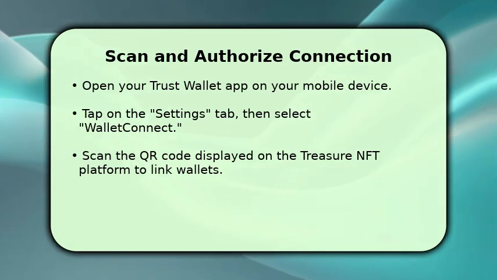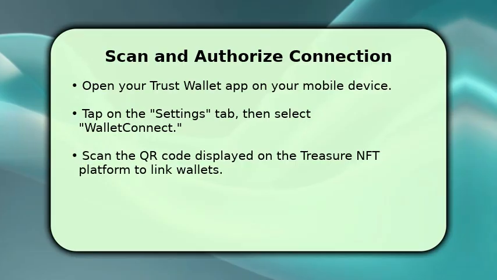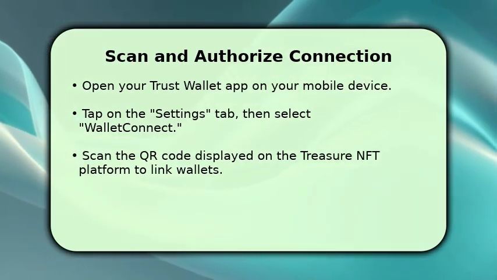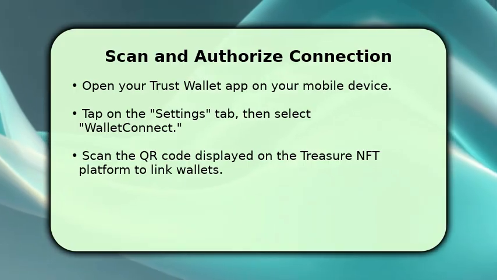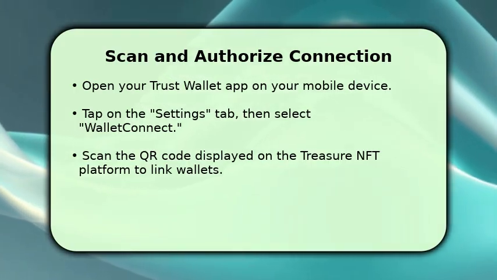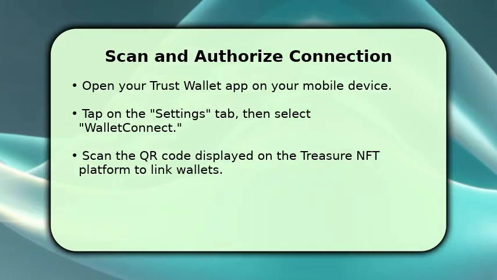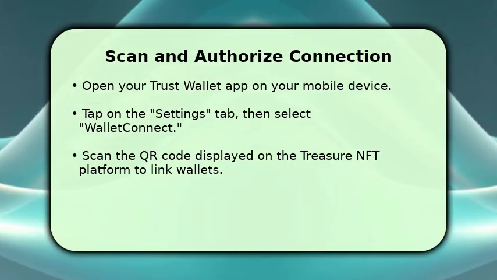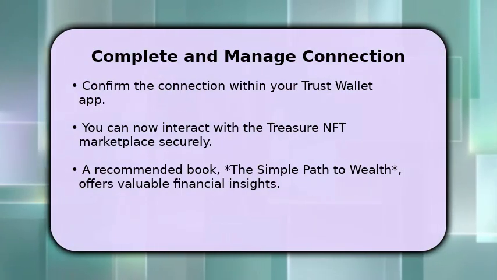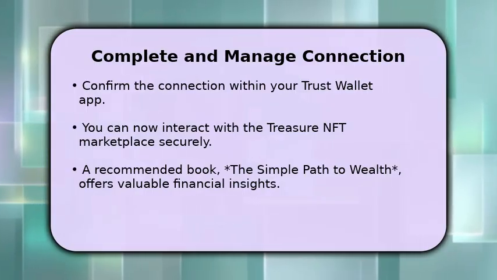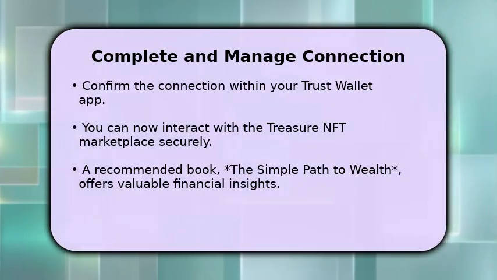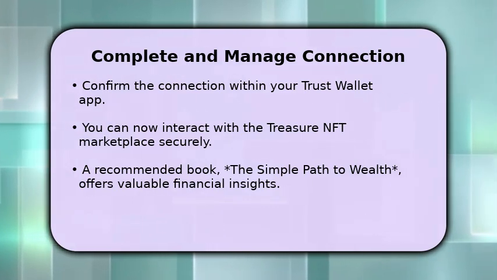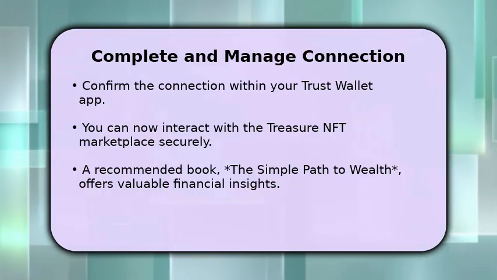Tap on the Settings tab, usually located at the bottom right of the screen, and then select Wallet Connect. From there, tap New Connection and use your phone's camera to scan the QR code visible on the Treasure NFT Marketplace. Review the connection details in Trust Wallet and tap Connect to authorize the link. Once you've approved the connection, your Trust Wallet will be successfully linked to the Treasure NFT platform. You can now securely interact with the marketplace, exploring NFT collections, trading digital assets, and participating in events.